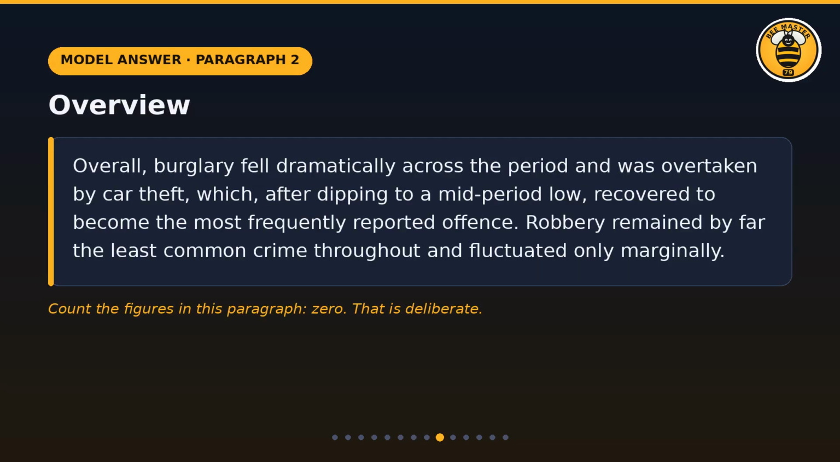Paragraph 2. The overview. Overall, burglary fell dramatically across the period and was overtaken by car theft, which, after dipping to a mid-period low, recovered to become the most frequently reported offense. Robbery remained by far the least common crime throughout and fluctuated only marginally. Read that again and count the numbers in it. There are none. That is deliberate, and it is one of the clearest markers of a high-band Task 1 answer.